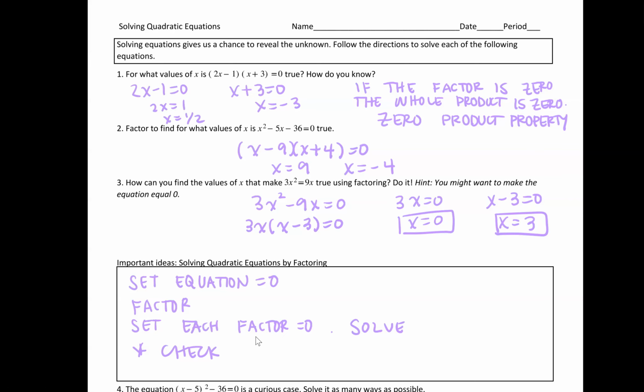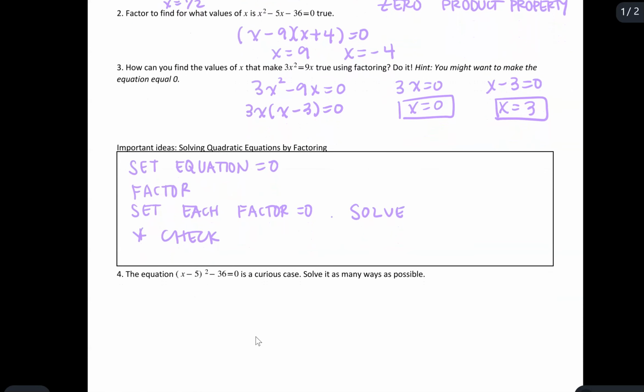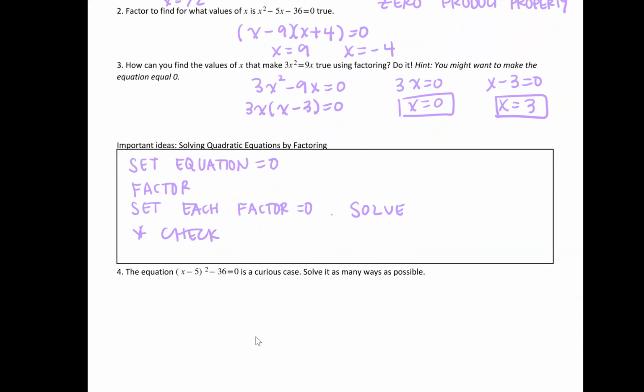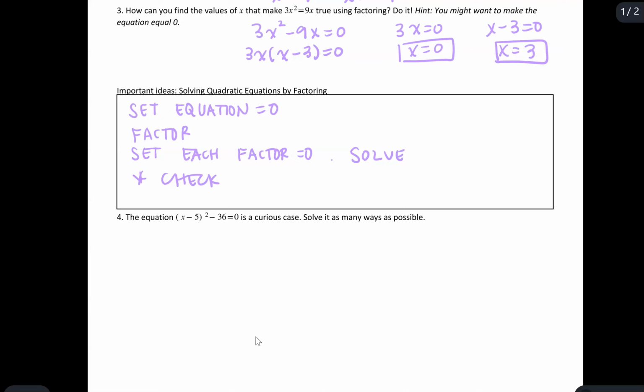Alright, okay, so for number 4, I want you to try to solve this one as many possible ways as you can. Okay. Alright, so I've got 3 ways here I could do this one. So we can multiply, simplify, and then factor.